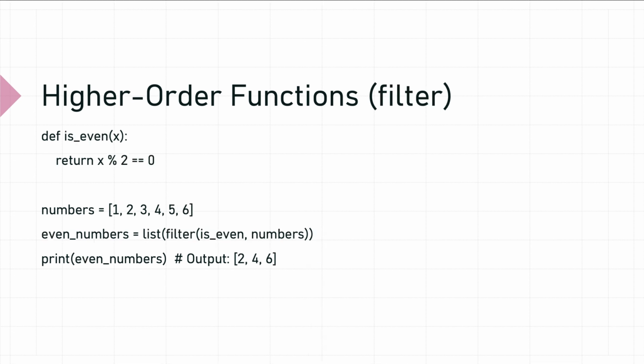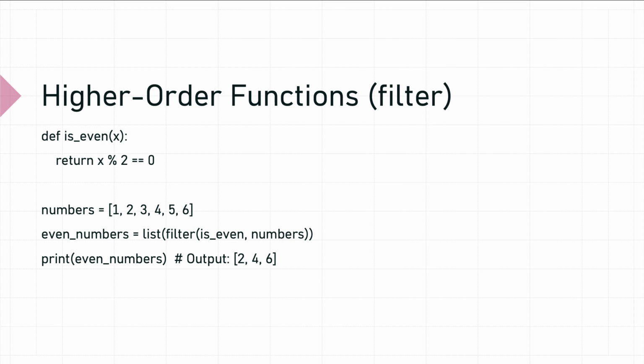And here's another higher order function, filter. Filter is a built-in function in Python. Now the filter function can be applied to an iterable, such as a list or a dictionary, and create a new iterator. This new iterator can filter out certain specific elements based on the condition that you provide.